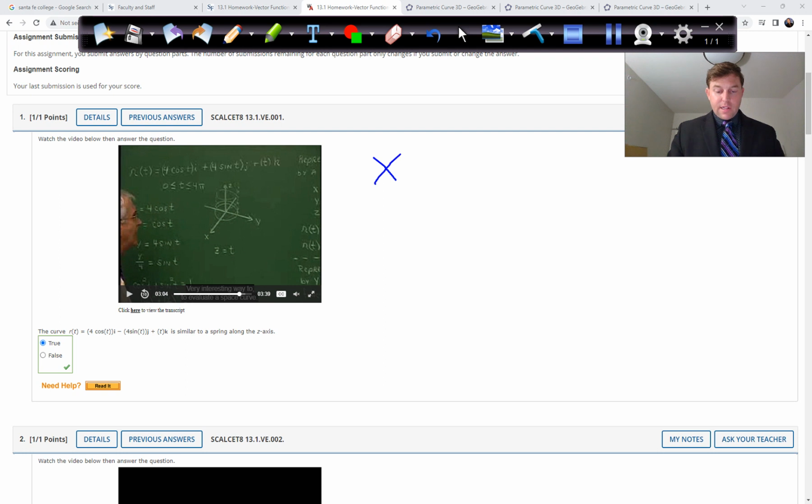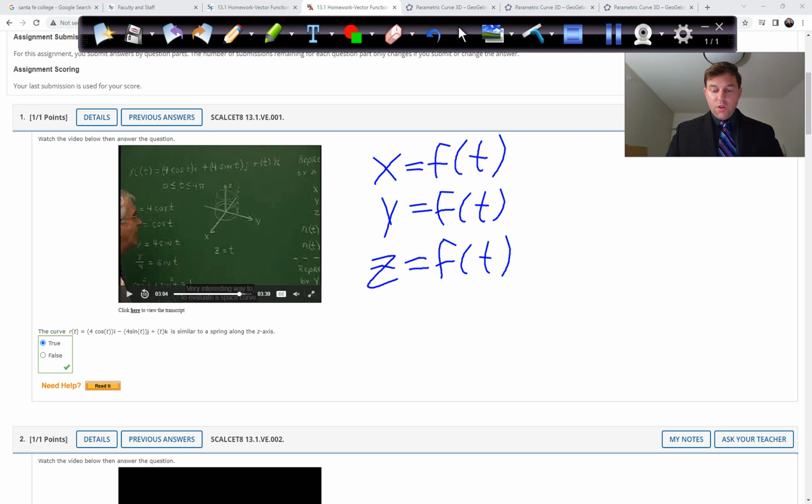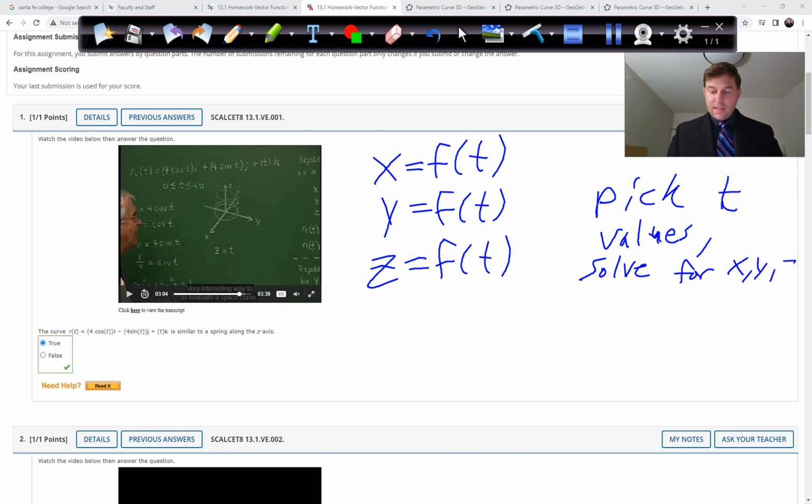And so you'll have x as a function of time, t. Usually it can be time, but it could be anything though. Y is a function of time, and then z is a function of time. And what you have to do is pick t values, and then you solve for x, y, and z. So these are just functions like the first one. That's not a great example. Their x value is 4 cosine t, their y value is 4 sine t, and their z value is t.